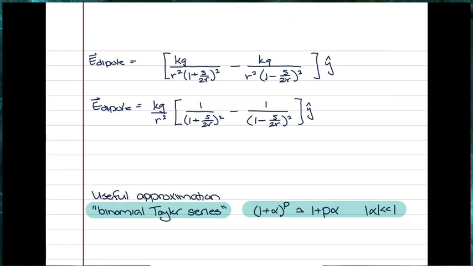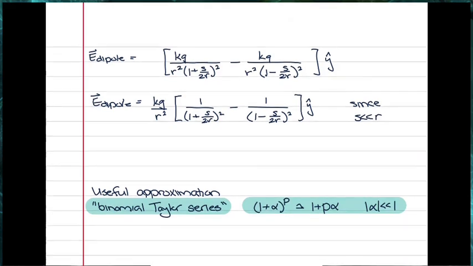Now if I look at the thing in the brackets, remember we said that s is much, much less than r, so s divided by r is going to be much, much less than 1. If s is a nanometer and r is a meter, then that number is going to be 10 to the minus 9.